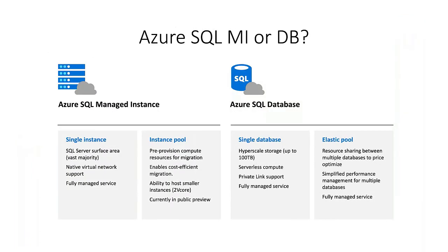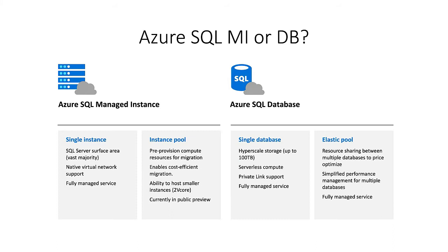The other two here are Azure SQL Managed Instance. And like I said, we have the vast majority of the SQL Server surface area, and built-in virtual network support. So by default, when you create a managed instance, the only way you can connect to it is from another VM on the virtual network that it's on. It does not have a public endpoint by default. This is a fully managed service. So that's also kind of cool.